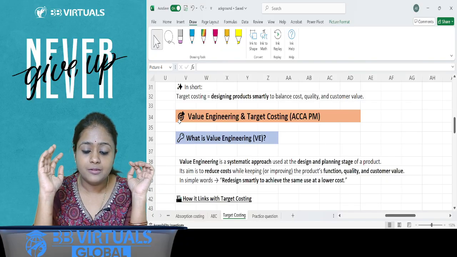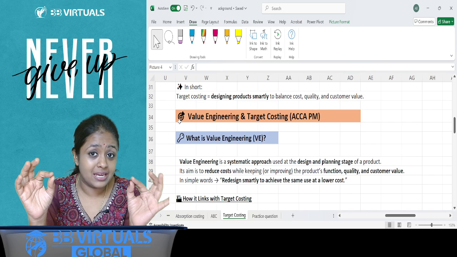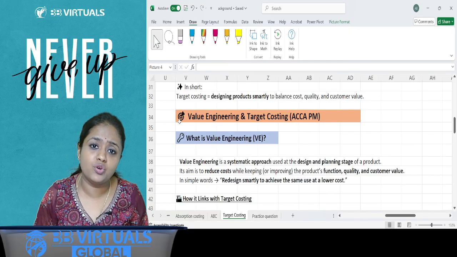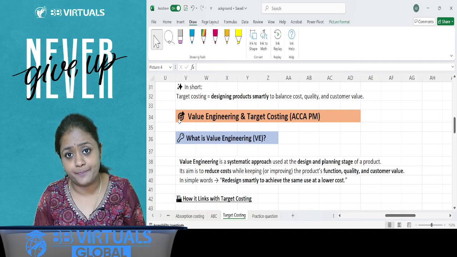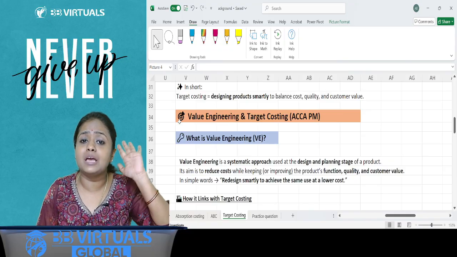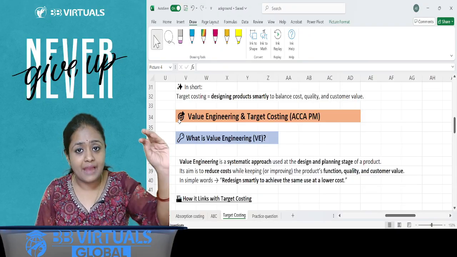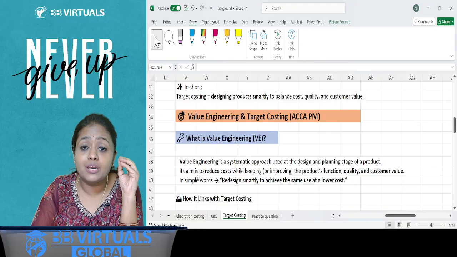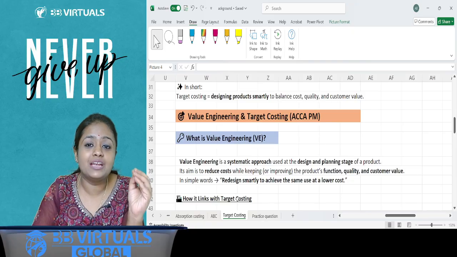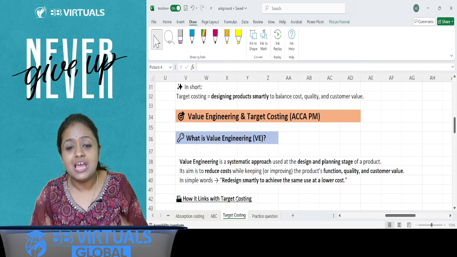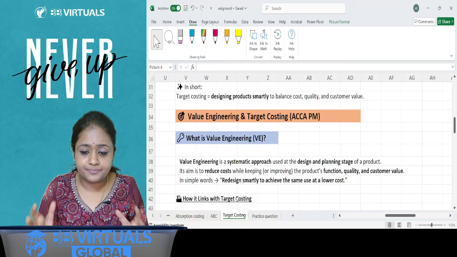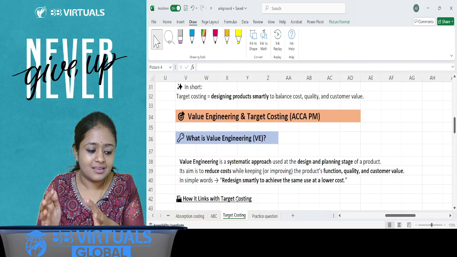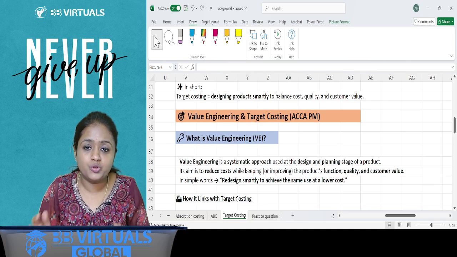Simply, value engineering means, so remember guys, many times I've seen students getting confused. Ma'am, we don't know what value engineering is and we get confused in the exam. How are you going to remember it? It is a pre-production step at the designing phase. So that means we would redesign smartly so that we do the same work at lower cost. For example, we have an item to be made.